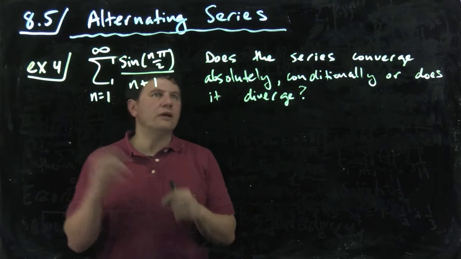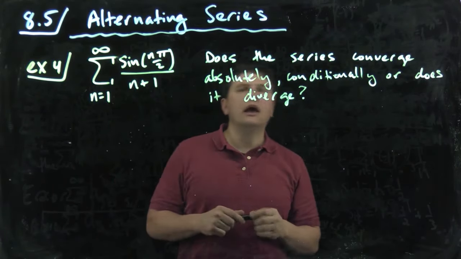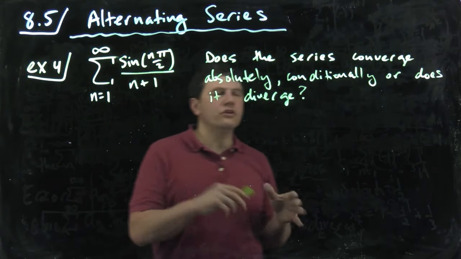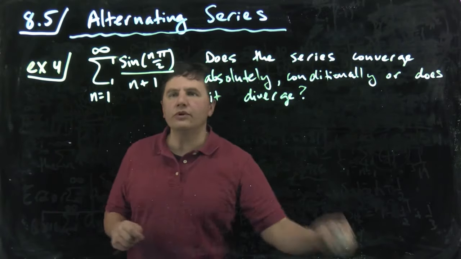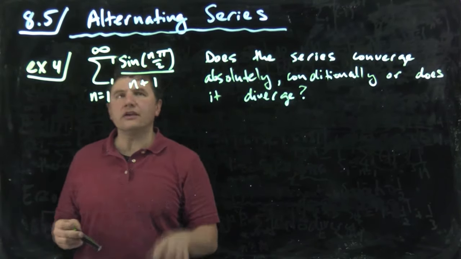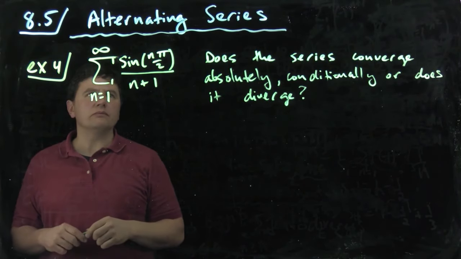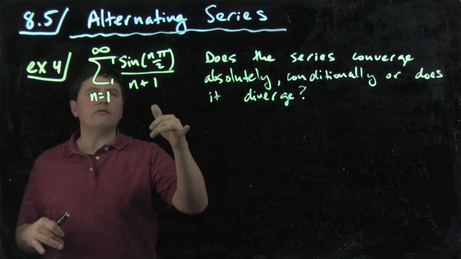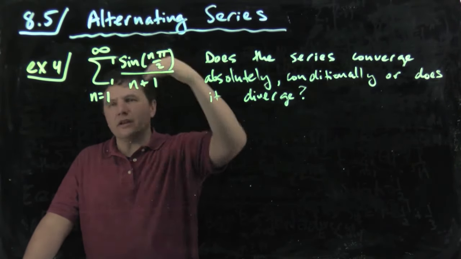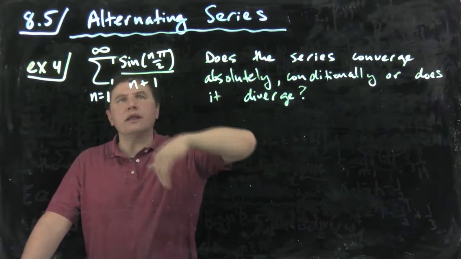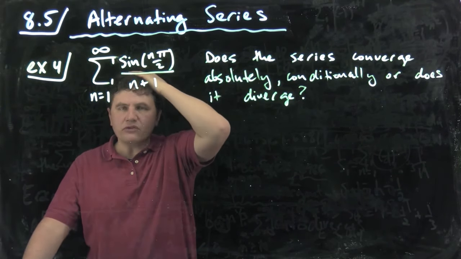Okay. So example 4, here's our series right here. Does this series converge absolutely, conditionally, or does it diverge? The first thing we want to realize is that this thing is an alternator, sine of n pi over 2. If we plug 1 into that, it's going to be at the top. That's 1, negative 1, 1, negative 1. So it does the same thing as if we had negative 1 to the n plus 1.